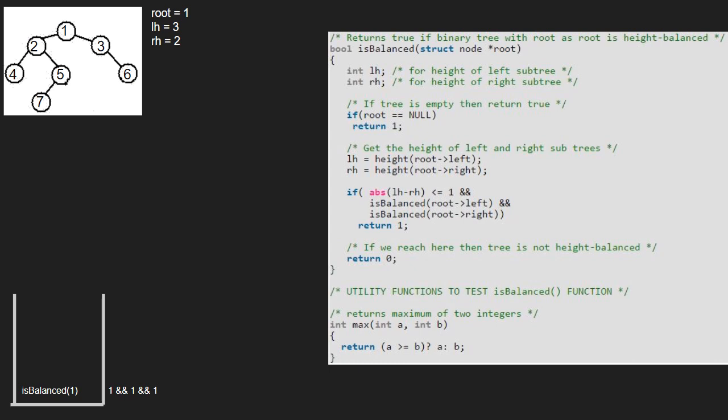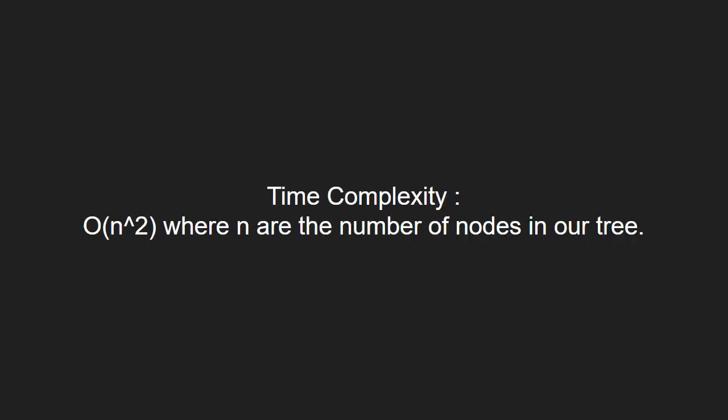Now let us see the time complexity of the program. This code will run in big O of n squared complexity. Here n is the number of nodes in the binary tree.